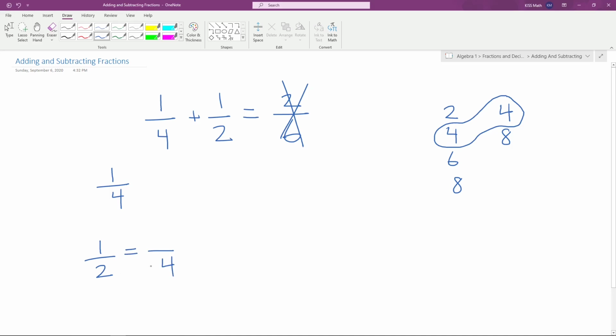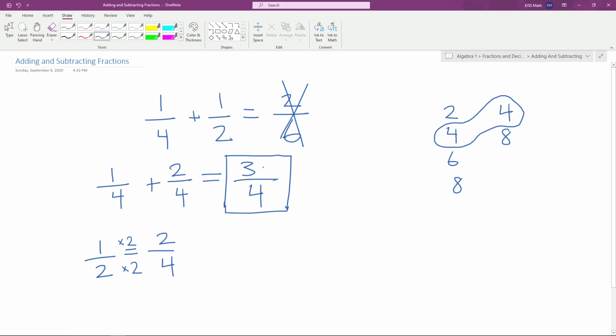And in order to get to 4, I had to multiply this bottom by 2. And whatever I do to the bottom, I have to do the same to the top. So 1 times 2 is 2. So now this becomes 1 over 4 plus 2 over 4. Because we changed our 1 over 2 here to 2 over 4 so that they have the same denominator. And now that they do, all I need to do is add up the numerators. So 1 plus 2 is 3. And we keep our denominator. And this is our final answer of 3 over 4, which is the same thing we got when we were looking at our visual.